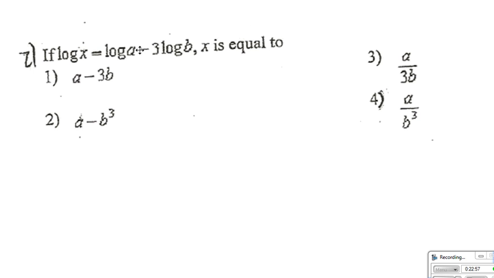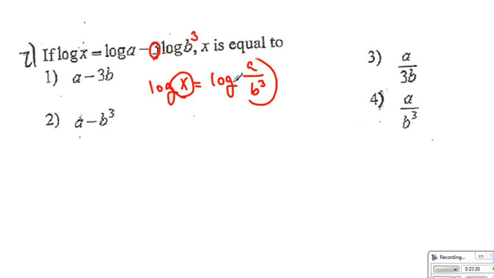In the same manner here, when we have subtraction, that means division. But because this 3 goes to the exponent of 3, then we end up getting log of x is equal to log of a over b to the third power. And then the third power only applies to b here. Therefore, x must be equal to a over b cubed, which is choice number 4.